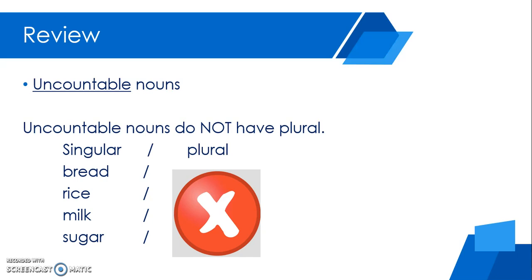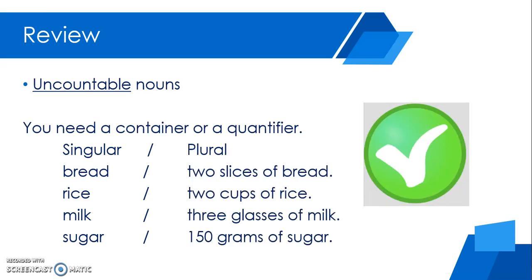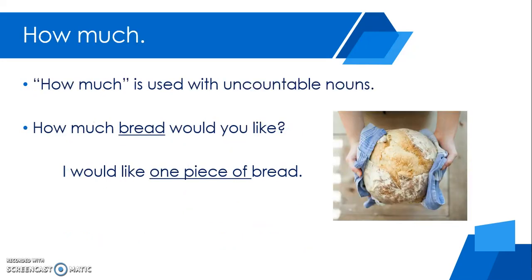Now that we remembered this, remember also that uncountable nouns need a quantifier. For example, bread, you would need to say 2 slices of bread, rice, 2 cups of rice. Milk, you can say glasses of milk or bottles of milk. And sugar, you can talk about grams of sugar. Remember, you always need a quantifier or a container in order to express the plural form.